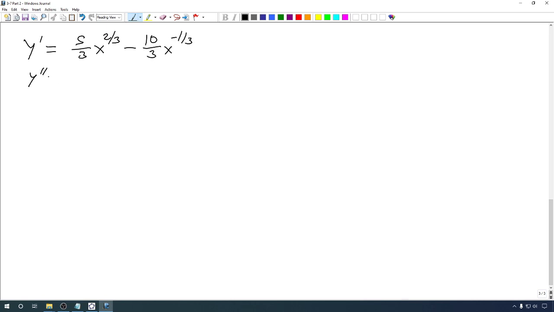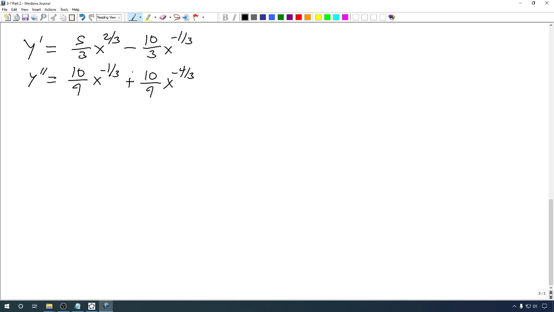That means our second derivative, if we do the power rule again, this 5/3 gets multiplied by a 2/3. In other words, we get 10/9. One less power from the 2/3 gives me a negative 1/3. Here we get a negative 10/3, but times this negative 1/3. So actually the negative becomes a plus. We still have the 10, but now we have it over 9. And one less from negative 1/3 is negative 4/3. So that is our new power. This is our second derivative.